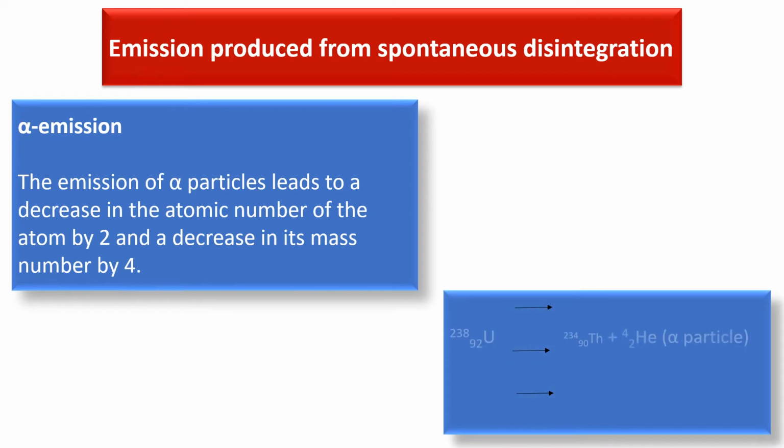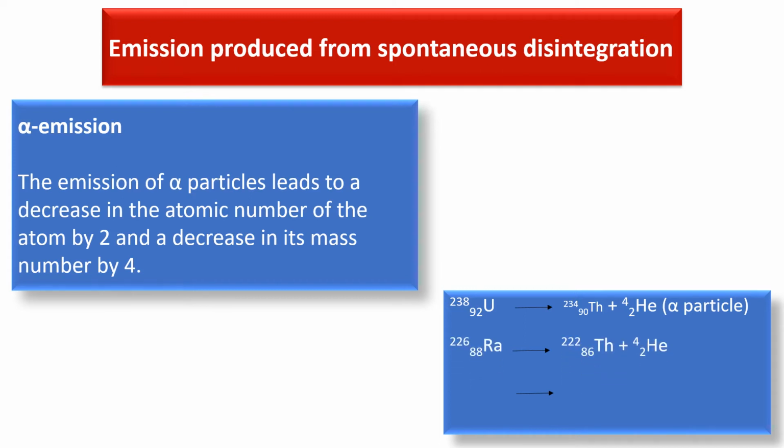Let us look at this example. We have uranium with mass number of 238 and atomic number of 92, and after emission the mass number of uranium has decreased to 234 and the atomic number has decreased to 90 from 92, and that led to the production of another atom, which is thorium, with emission of an alpha particle. So what it means is, when you add the mass number of thorium and the mass number of helium together, you get the mass number of uranium, and when you add the atomic number of thorium and the atomic number of helium together, you get the atomic number of uranium.